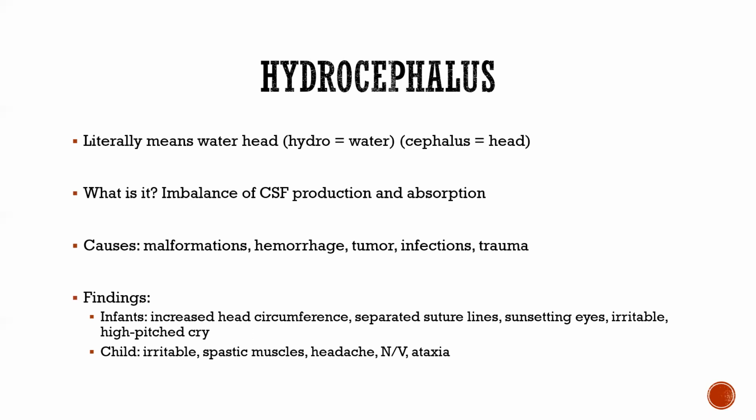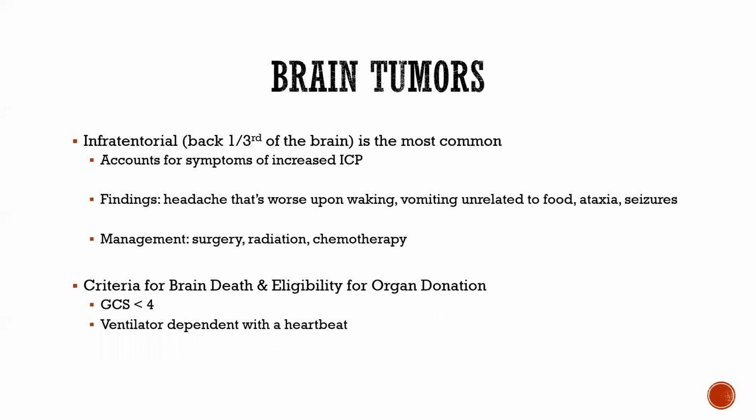Children, they tend to be more irritable. They'll complain of a headache that happens to be a little worse in the morning when they first wake up, some nausea, vomiting, and ataxia. Basically, they just stumble or they're very wobbly. They have issues with balance and coordination.